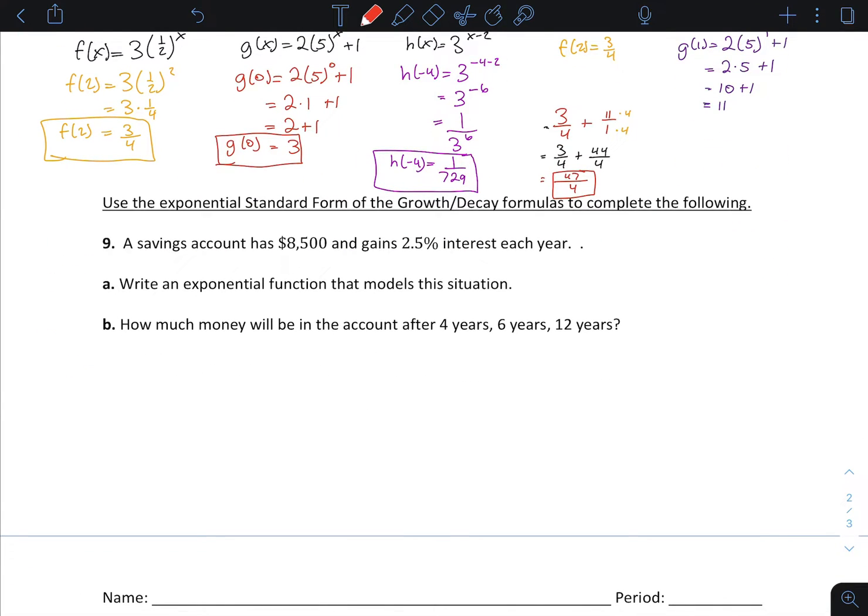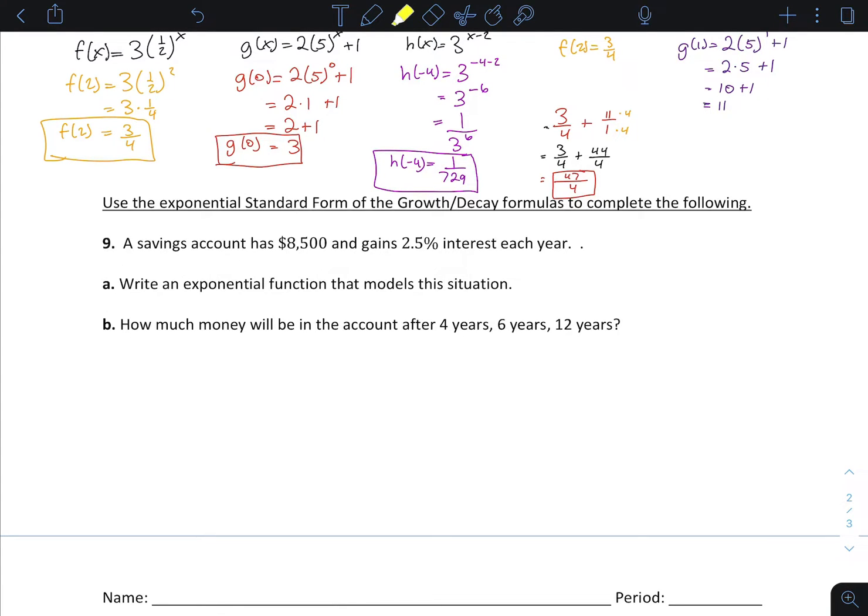We want to stay as accurate as possible. Finally, let's finish up with some word problems. So our first step in this is we need to identify if it's a growth or a decay. From there, we'll just identify each of the individual pieces, like the starting value, the rate, and then the time. So let's read this one out.